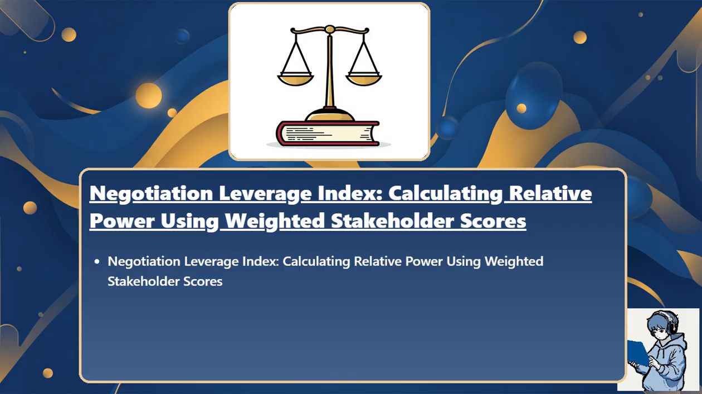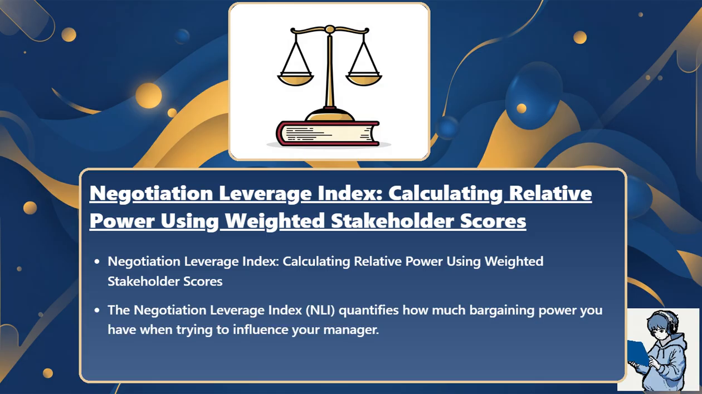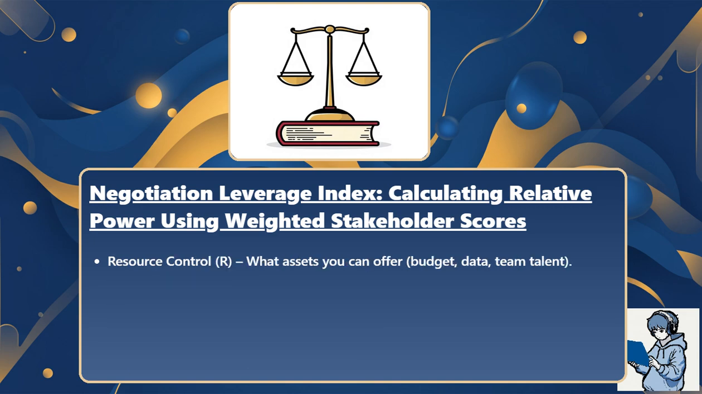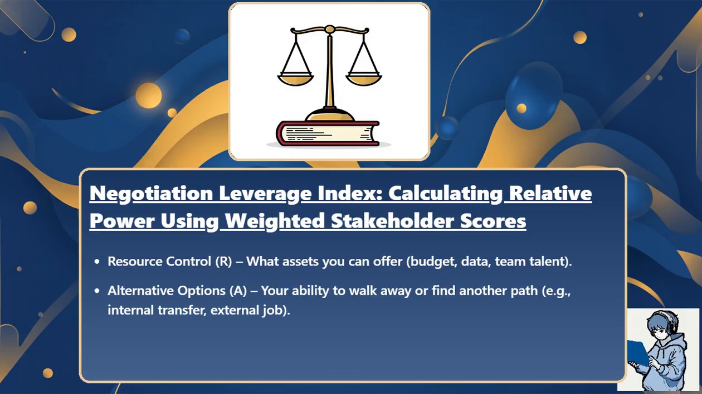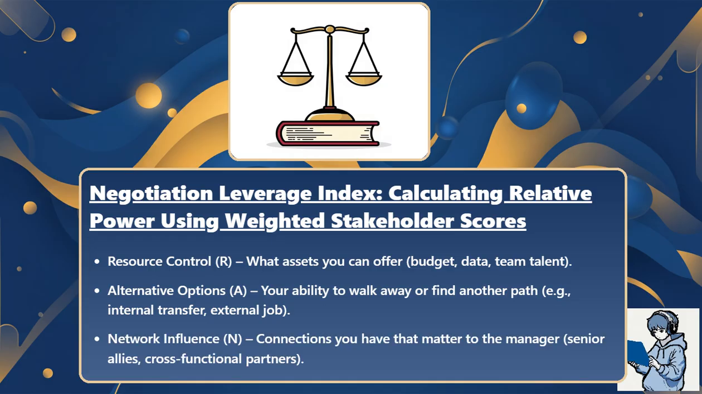Negotiation leverage index: calculating relative power using weighted stakeholder scores. The negotiation leverage index, NLI, quantifies how much bargaining power you have when trying to influence your manager. It combines 3 weighted components. Resource control, R: what assets you can offer, budget, data, team talent. Alternative options, A: your ability to walk away or find another path, for example, internal transfer, external job. Network influence, N: connections you have that matter to the manager, senior allies, cross-functional partners.